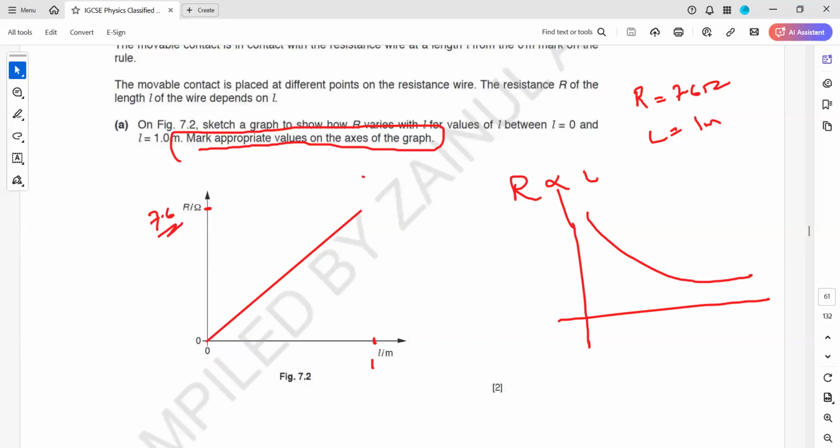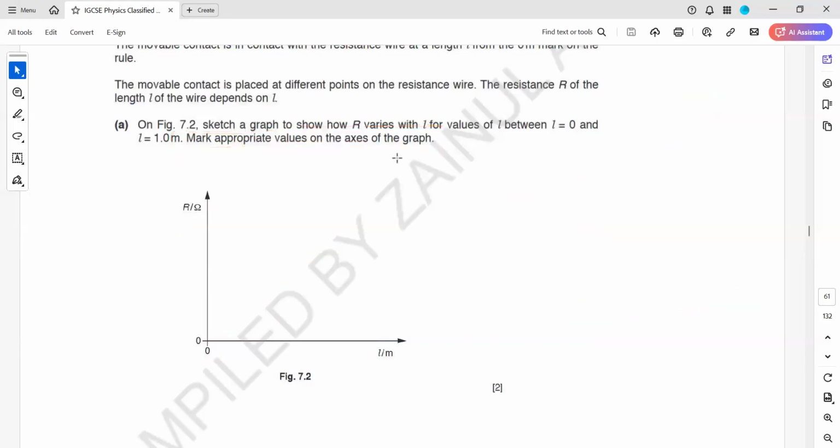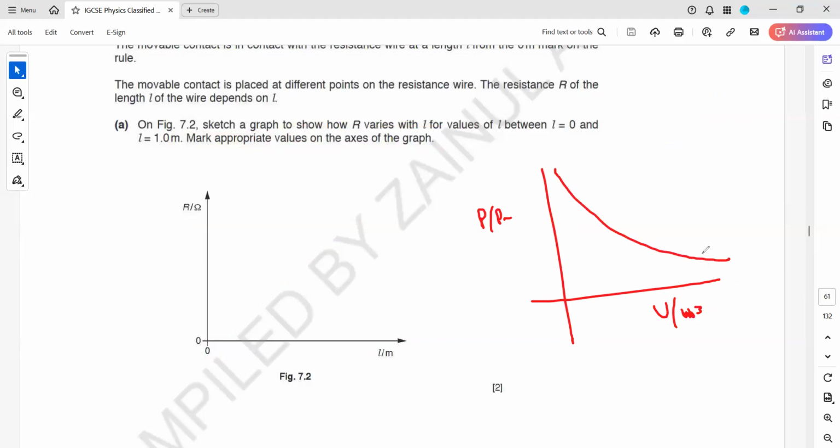Sir, for volume and pressure, will we draw the first one or the second one? No, according to Boyle's law, pressure and volume are inversely proportional. So if you have pressure and volume, it will be a curve like this because they are inversely proportional. If you increase the pressure, the volume will decrease. But if resistance and length are directly proportional, for two directly proportional quantities, it must be a straight line which is passing through the origin.